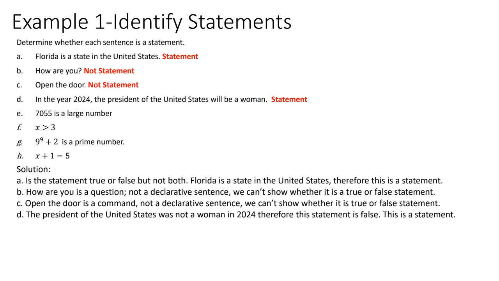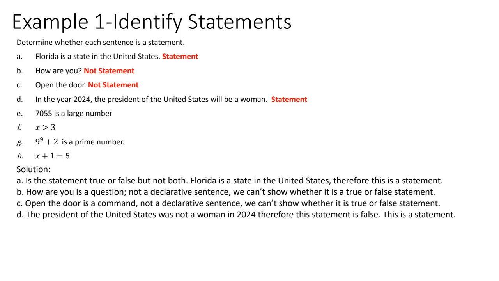The next letter, E, says 7,555 is a large number. Well, this one, when you analyze it, is more of an opinion, kind of like in the previous example, because how do you classify if something is a large number?